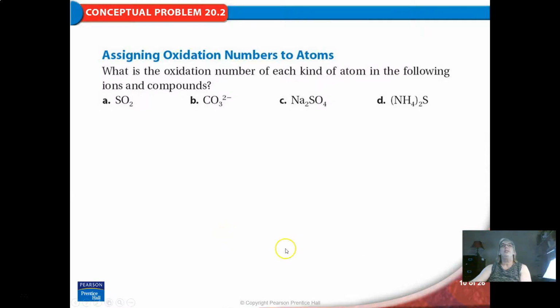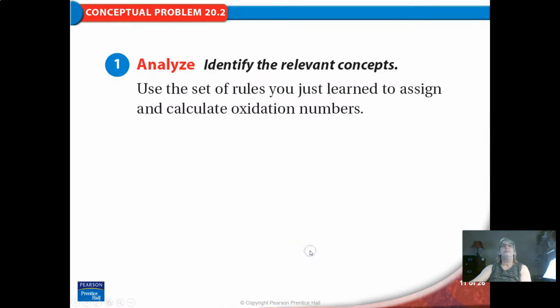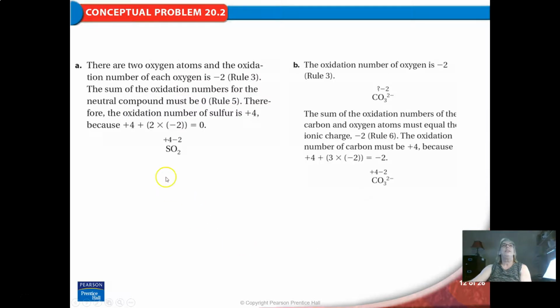So let's try to do oxidation numbers for these. SO2, the whole molecule is 0. Oxygen's always -2. You have 2 of them, so that's -4 on this side of the molecule. So this sulfur has to be +4. All right, let's try B. The overall polyatomic has a -2 charge. You have a -6 here, so the carbon has to be +4. So there you go.